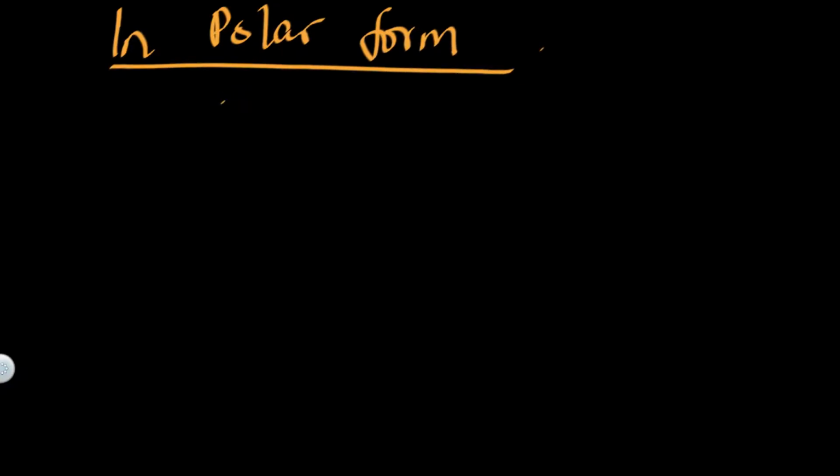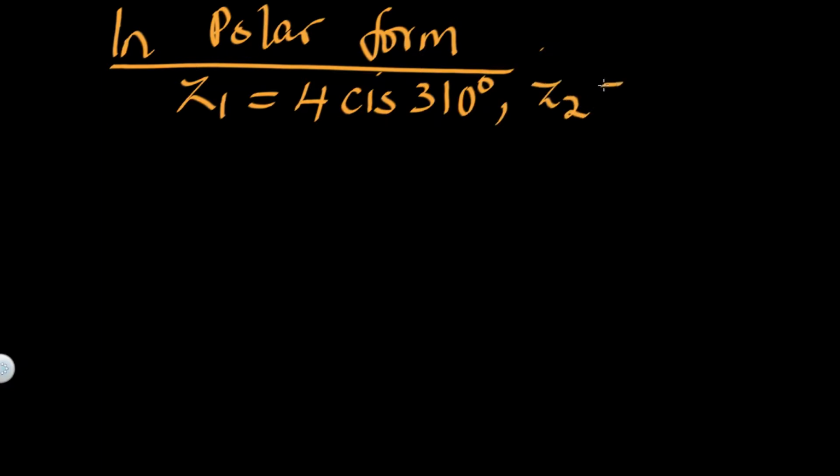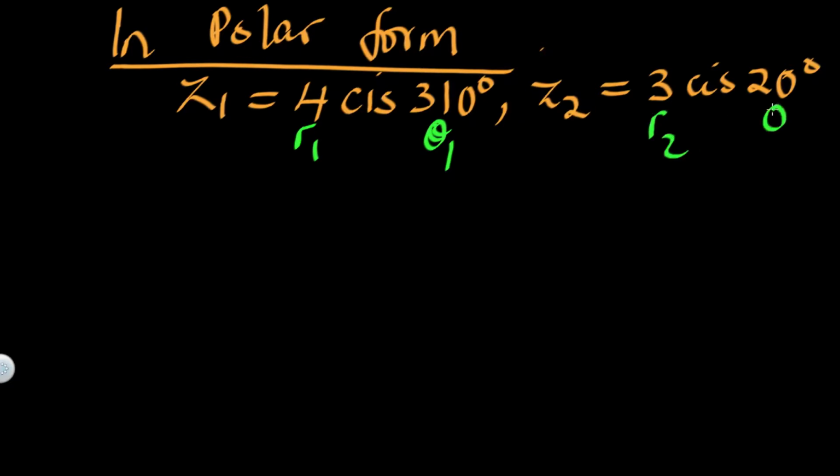In polar form, I have z1, which is written as 4 cis 310 degrees. So from here, r is 4. This is our modulus, and our argument is 310. Then we have another complex number z2, which is written as 3 cis 20 degrees. If I'm going to mimic the general form, this is r1, this is θ1, and this is r2, and this is θ2.